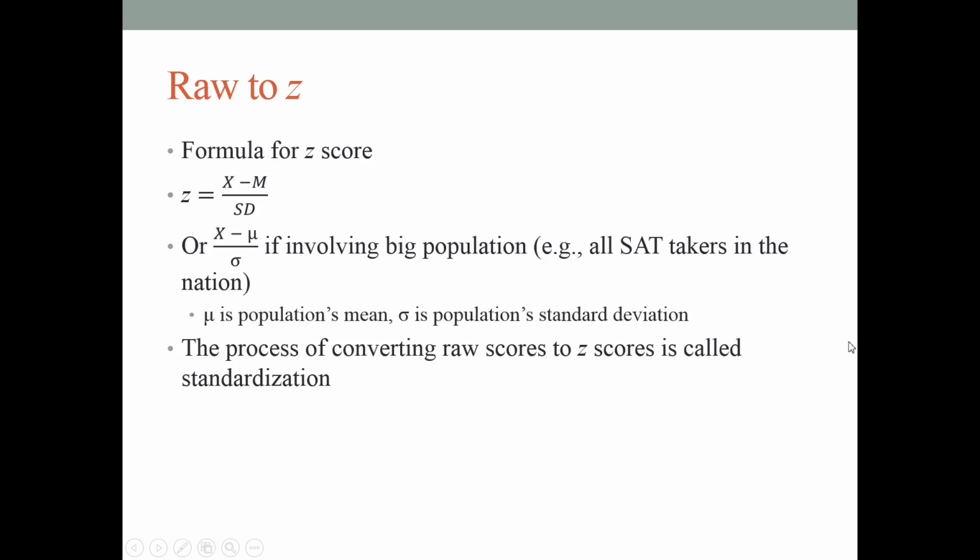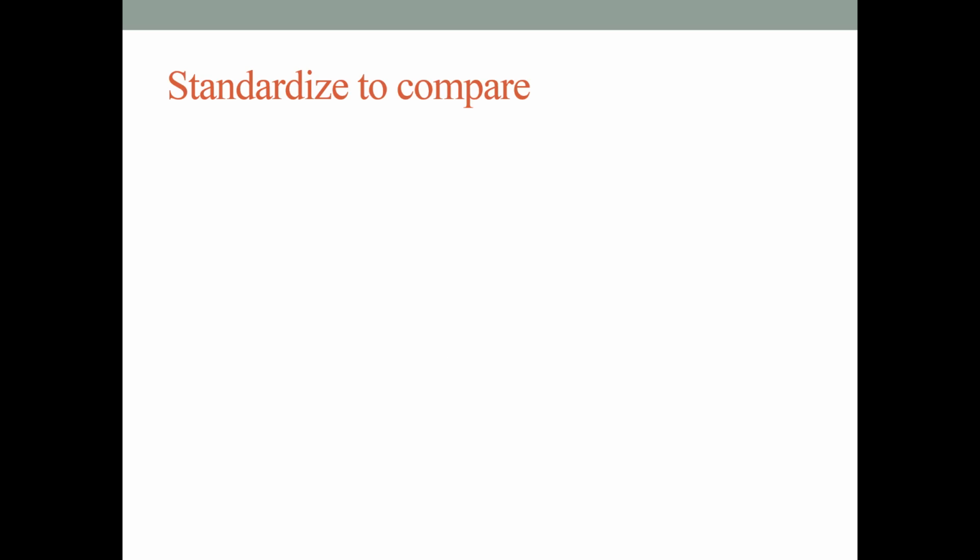All right. So the process of converting raw scores to z-scores is called standardization. Now, standardization can be applied to a lot of real-life situations. So I'm going to give you an example.